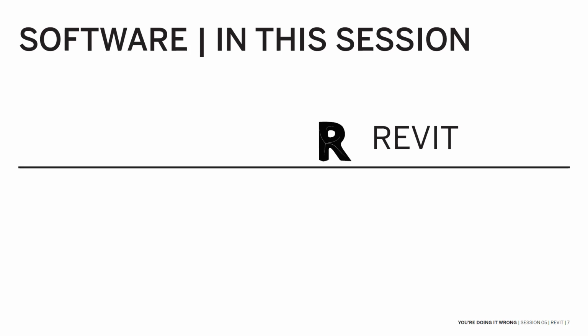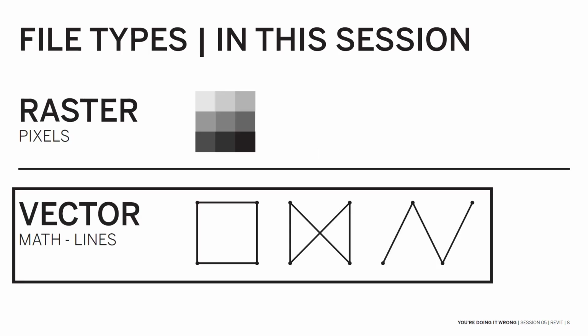So the software in this session today will be Revit and Revit only. In previous sessions, usually I'm jumping around between a few of them, but today we're just going to be focused on Revit. Again, the file types in this session, like previous sessions before, I always talk about what file types we'll be working with today: purely vector information. And go back to previous sessions if you want a breakdown of the difference between raster, which is pixels, and vector, which is math or line work that's generated by the computer.